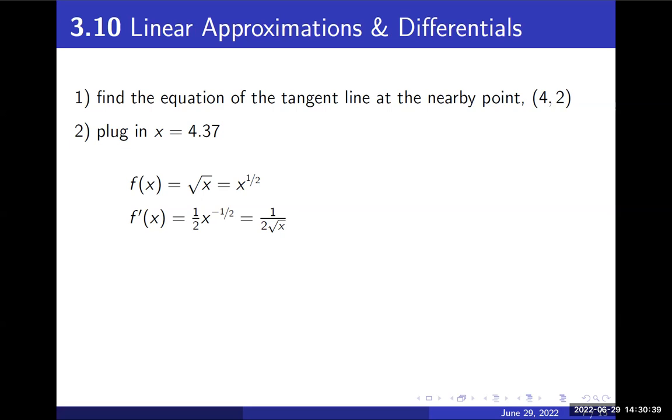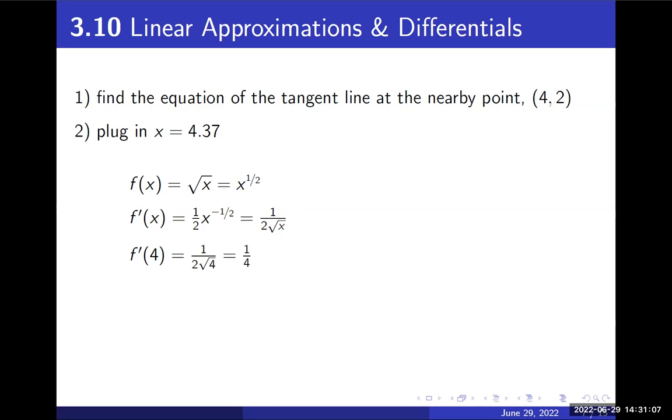I recommend you rewrite that as 1 over 2 square root x, because we now need to plug in the x coordinate of our point at 4. We find f prime of 4, plugging in 1 over 2 square root of 4 gives us 1/4. And of course, that is the slope of the tangent line.